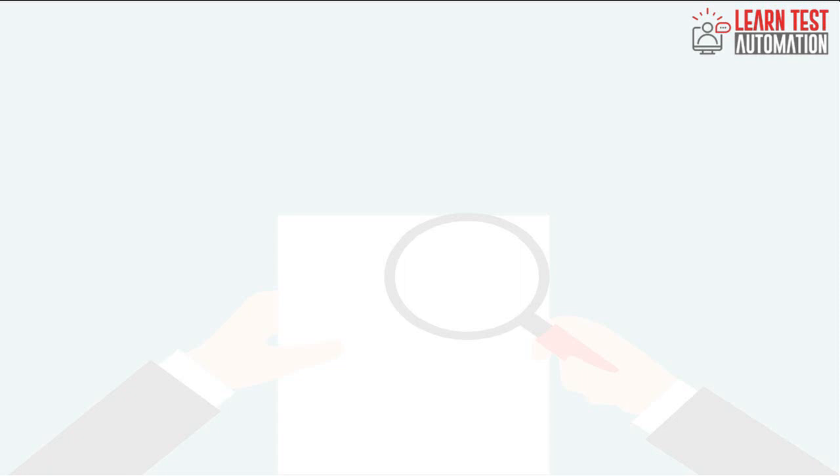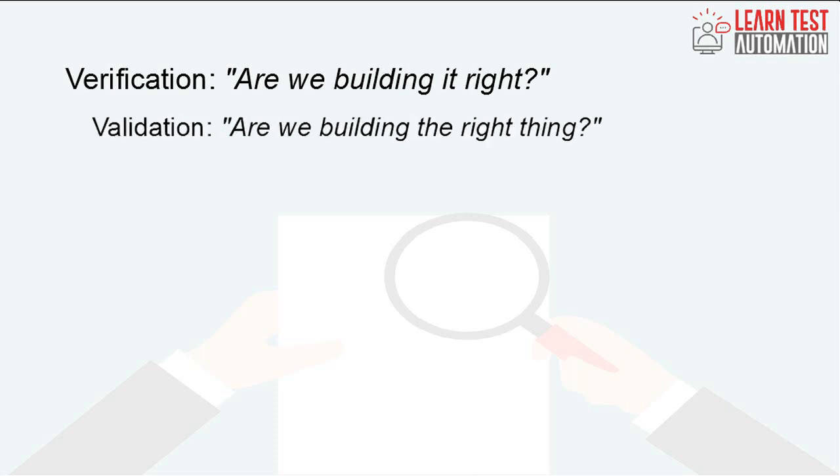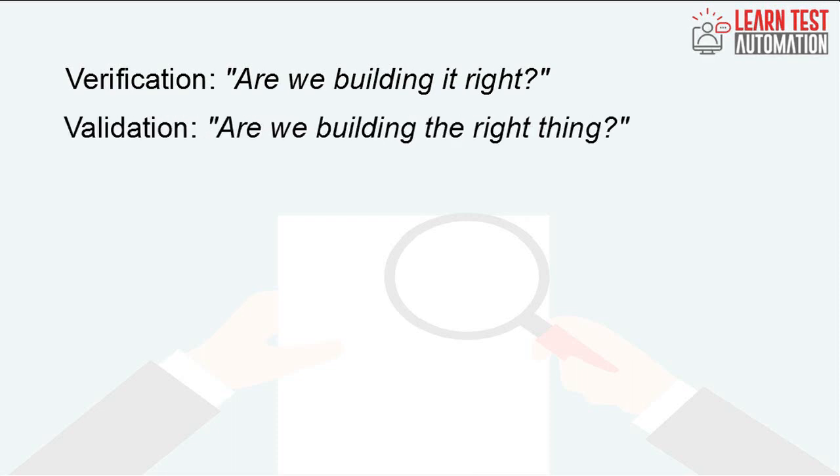Testing involves both verification and validation. Verification ensures that software meets the requirements. You can think of it as, are we building this correctly? Are we building this right? Validation checks to see if the software meets the intended needs. You can think of it as, are we building the right thing? Is this really what our users want?